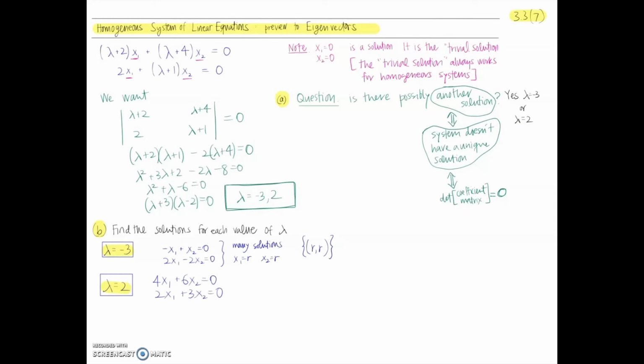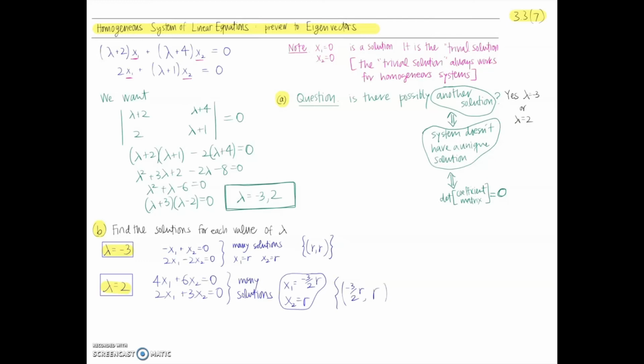This system also has many solutions, and they're all of the form, well, let's start with x2. If x2 equaled r, then x1 would have to be -3/2 r. So maybe you're asking, where am I coming up with these solutions? I'm not doing it exactly in my head, but I do know that I could solve this system using old methods that we have and come up with these as the solutions.